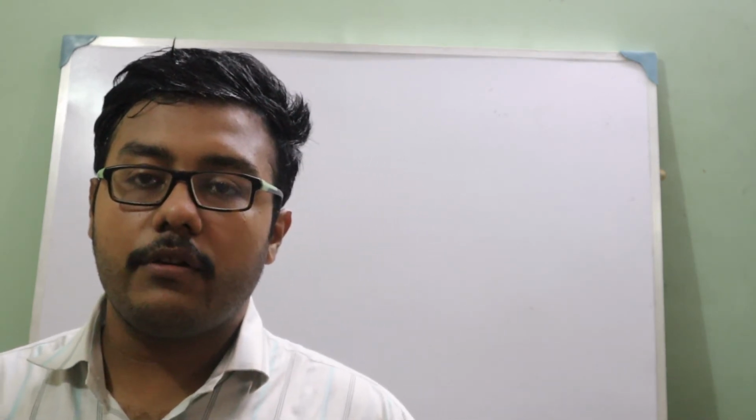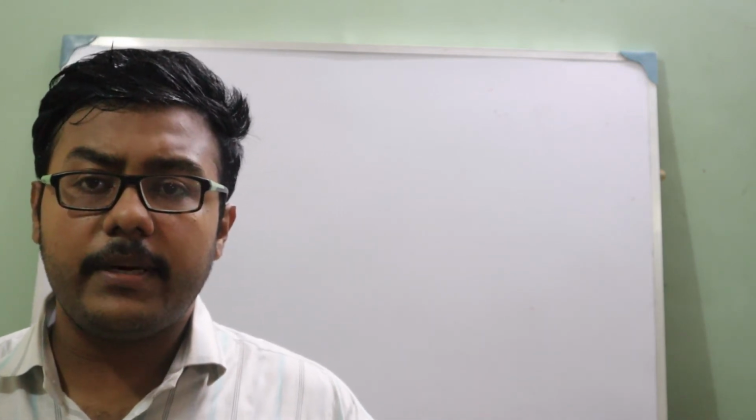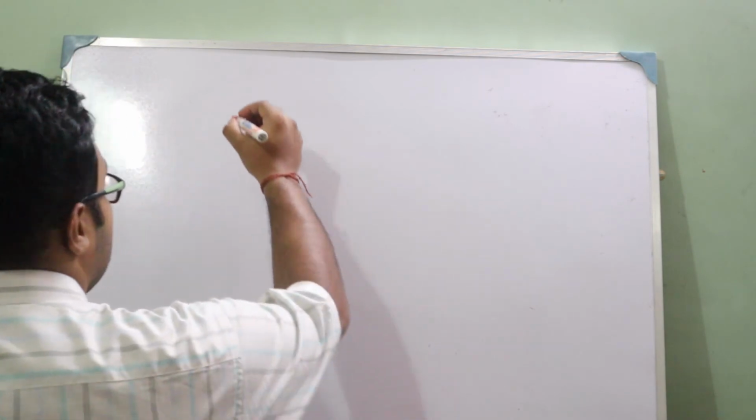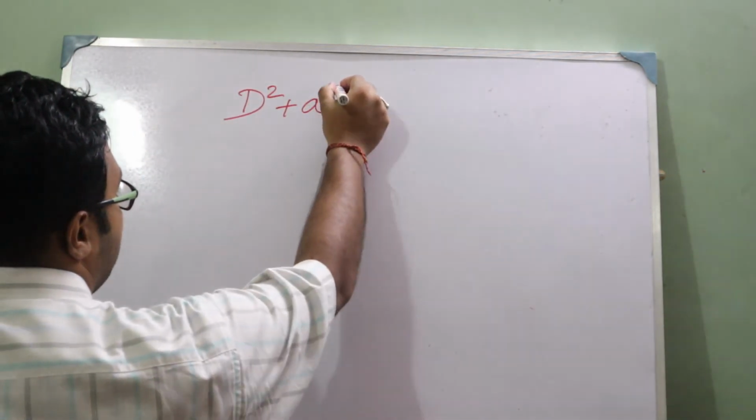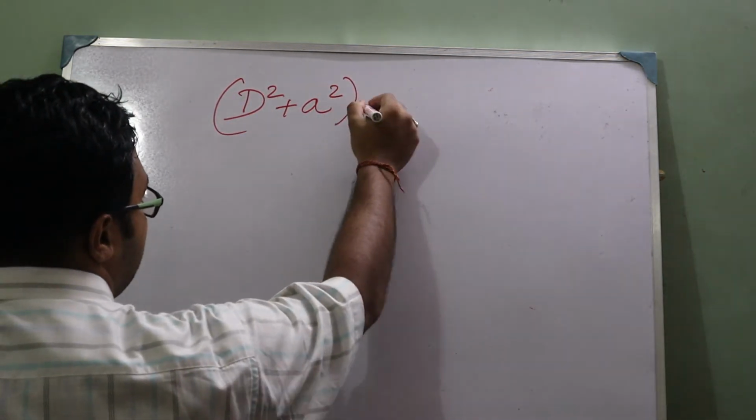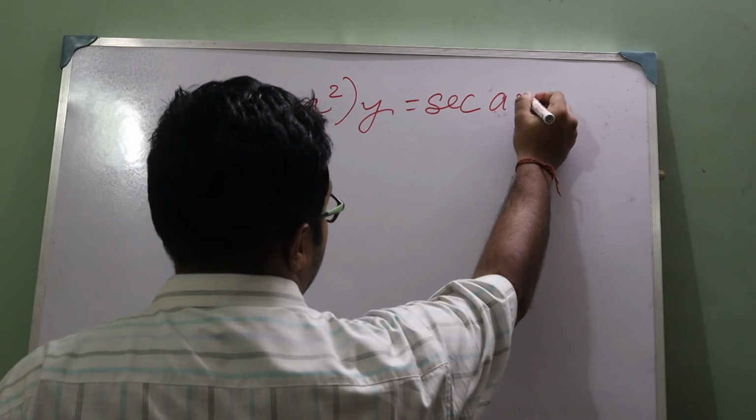I'm showing you another example. This is the last example of PI, and in the next session I will show you some other examples also. Please remember this example and try to focus on it, because it's a little bit different and the working principle will be a little bit different in this case. See, the problem here is like this: D squared plus a squared, y is equal to sec of ax.